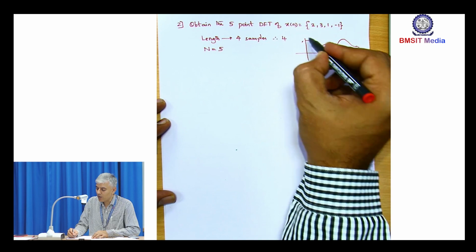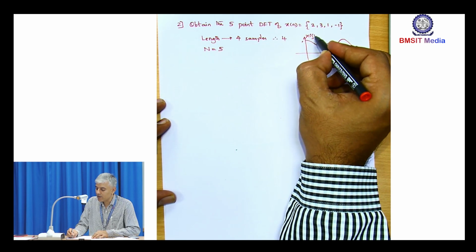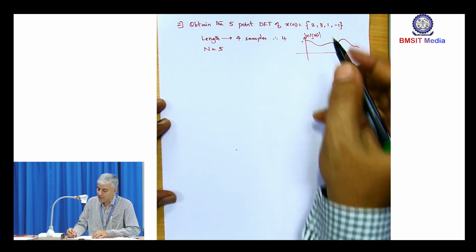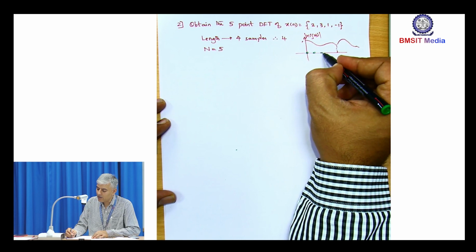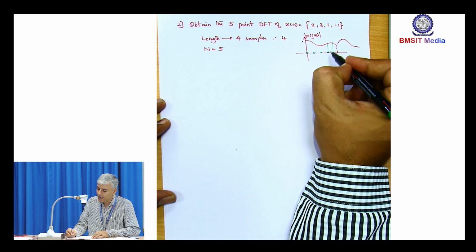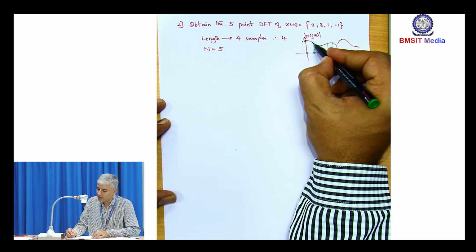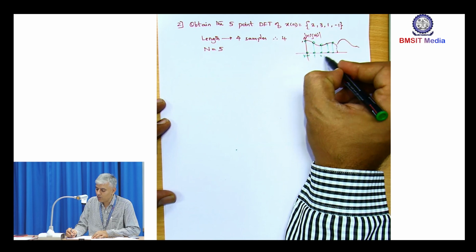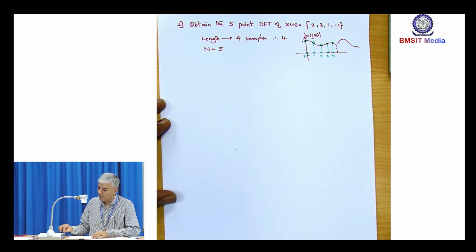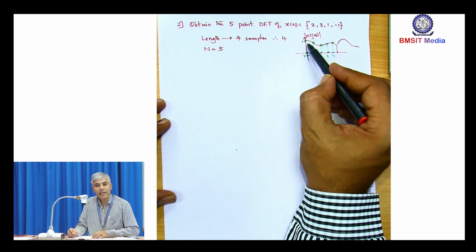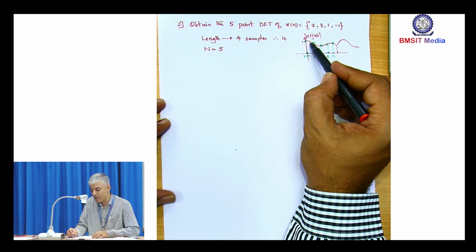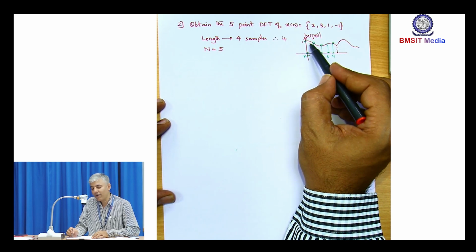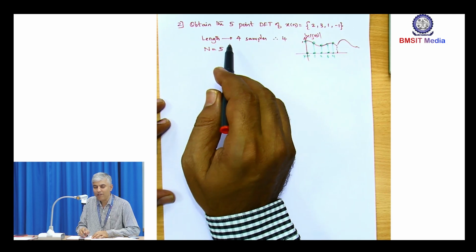Suppose this is one period, that is x of omega. We will now be taking 5 samples in this range: one here, second, third, fourth, and fifth. So we will be taking 5 samples. These are the samples that you have to take at k equal to 0, 1, 2, 3, and 4. The Fourier transform happens to be continuous, but out of that continuous Fourier transform, I want to take only 5 samples. So the question says obtain 5-point DFT.